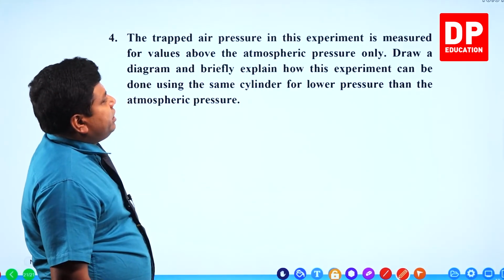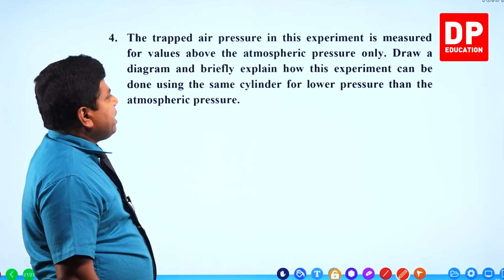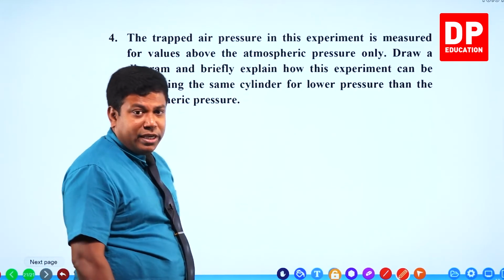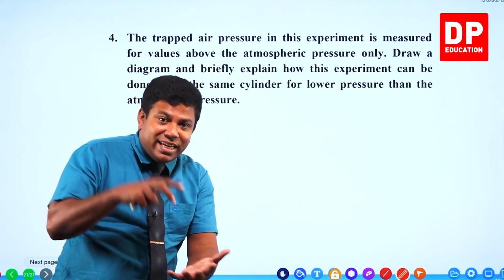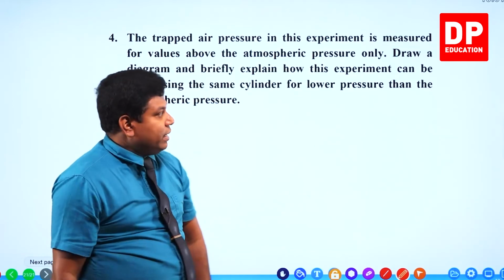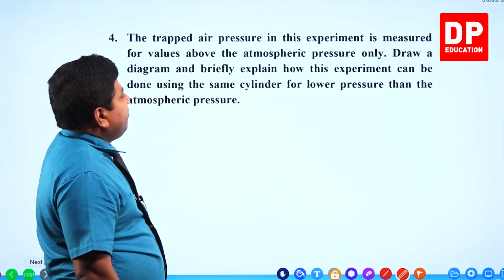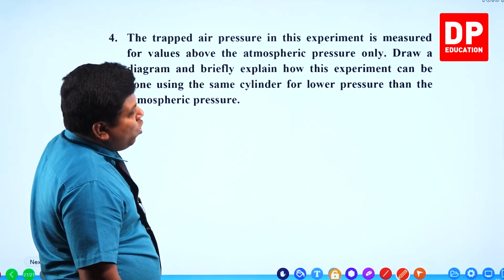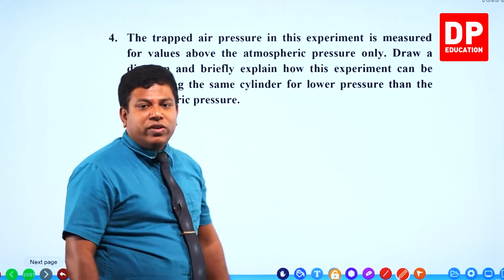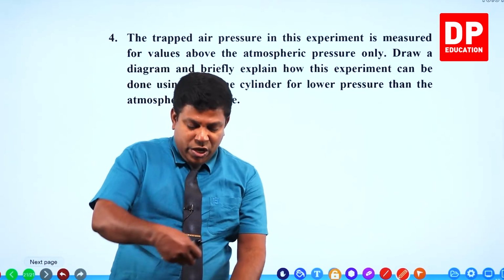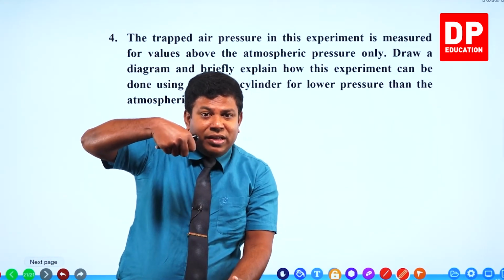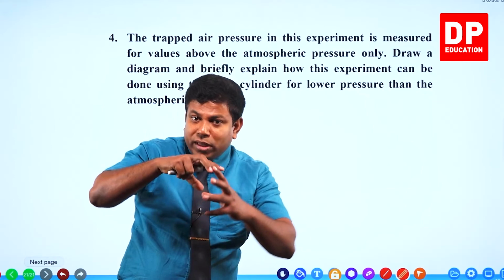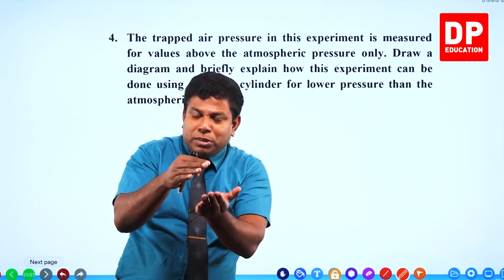The trapped air pressure in this experiment is measured for values above the atmospheric pressure only, because you are pressing it. Then only the scale will show the reading. Draw a diagram and briefly explain how this experiment can be done using the same cylinder for a lower pressure than the atmospheric pressure. Basically, you have to pull the piston up. If you pull the piston, then the volume expands and pressure drops.